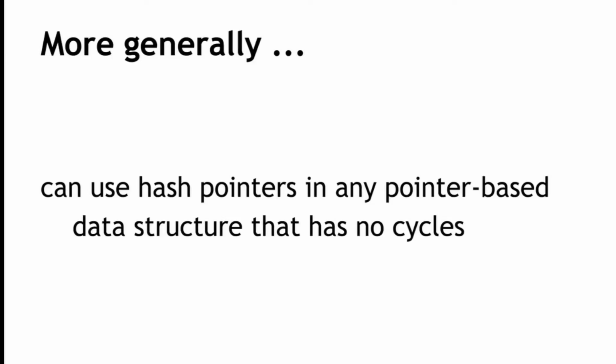If there are cycles in the data structure, then we won't be able to make all the hashes match up. If you think about it, in an acyclic data structure, we can start near the leaves, the things that don't have any pointers coming out of them, compute the hashes of those, and then work our way back toward the beginning. But in a structure with cycles, there's no end that we can start with and compute back from.